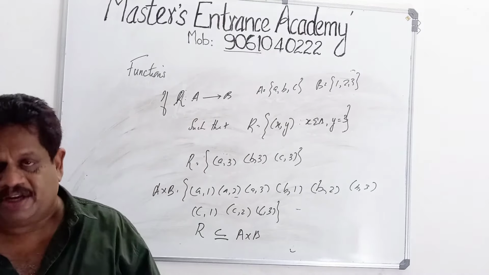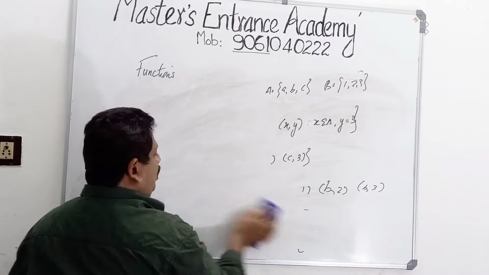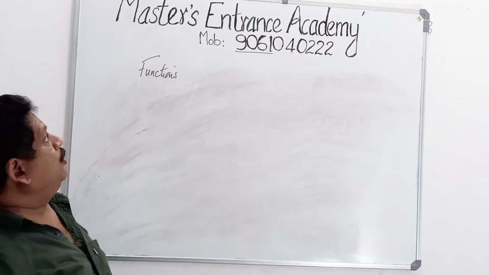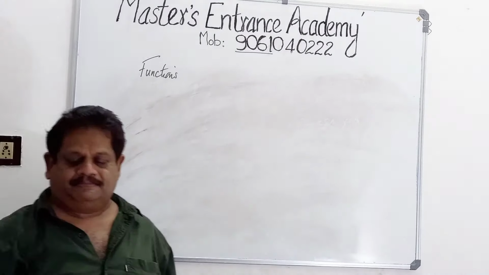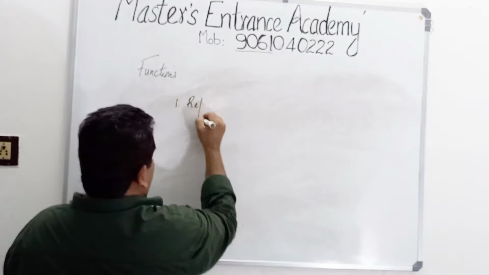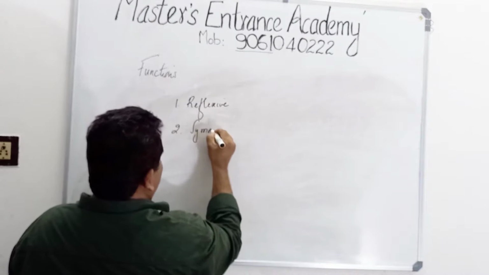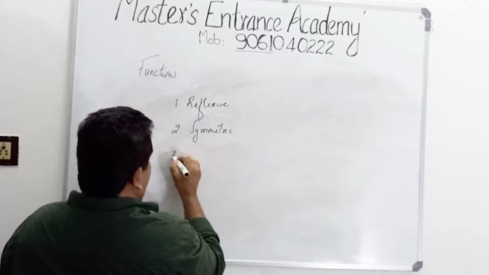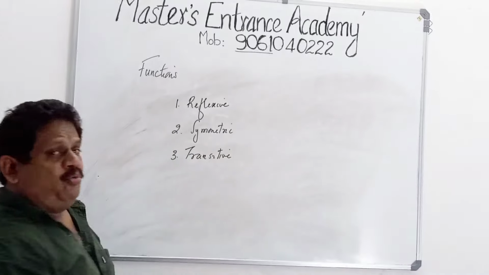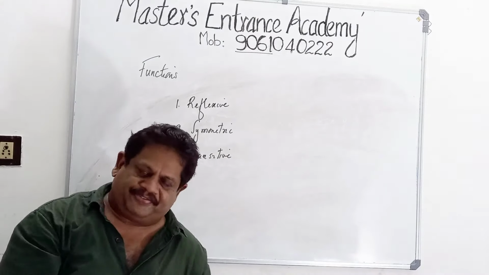And in the relation, we have a few specifications, the types of relation. What are the types of relation which you are going to study in the choice strategy? The types of relations are 1. Reflexive, 2. Symmetric, 3. Transitive. Now what is reflexive? Now let us connect this with your daily life.